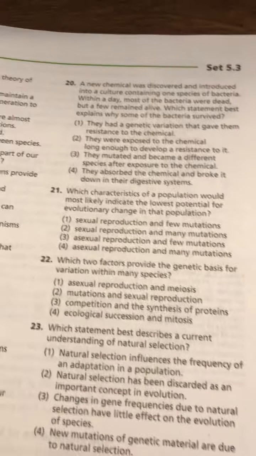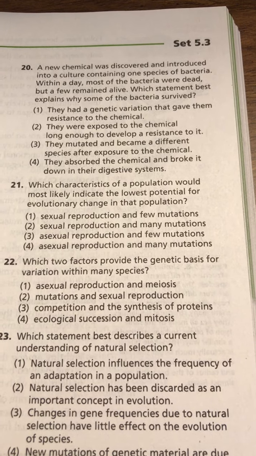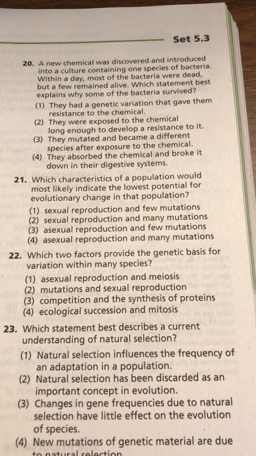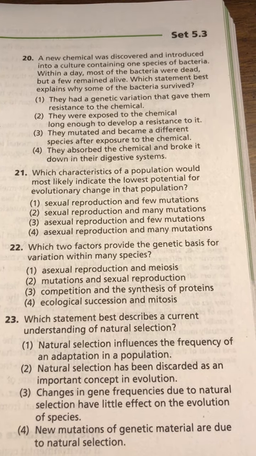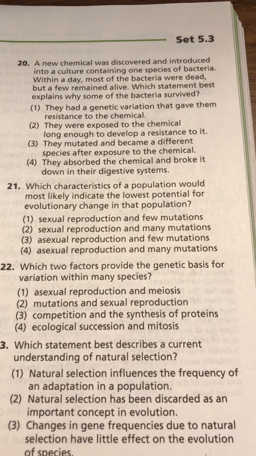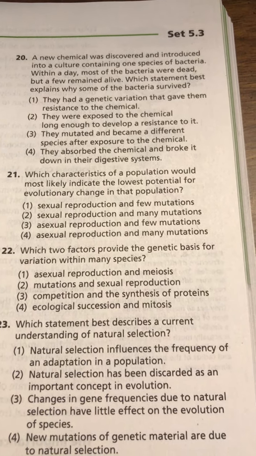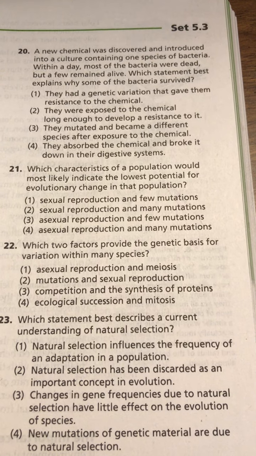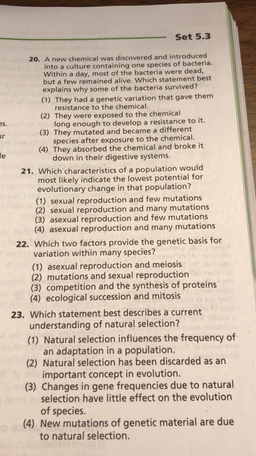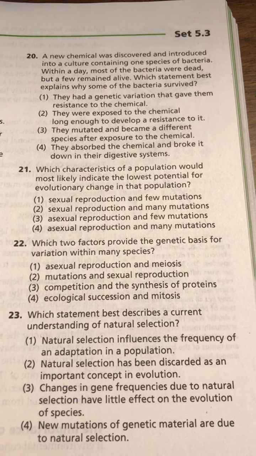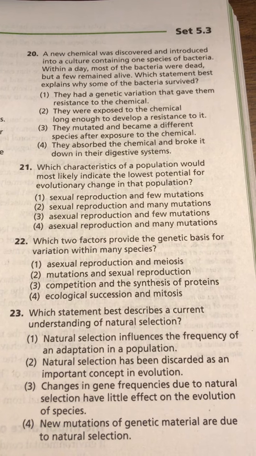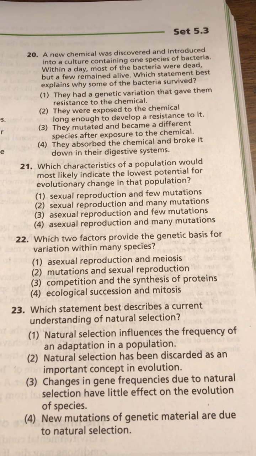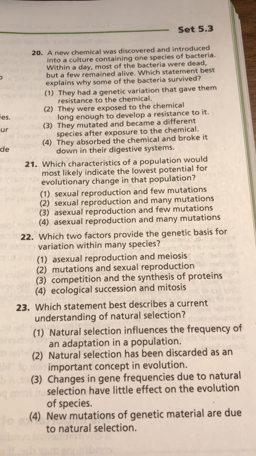Number 20. A new chemical was discovered and introduced into a culture containing 1 species of bacteria. Within a day, most of the bacteria were dead, but a few remained alive. Which statement best explains why some of the bacteria survived? 1. They had a genetic variation that gave them resistance to the chemical. 2. They were exposed to the chemical long enough to develop a resistance to it. 3. They mutated and became a different species after exposure to the chemical. Or 4. They absorbed the chemical and broke it down in their digestive systems.